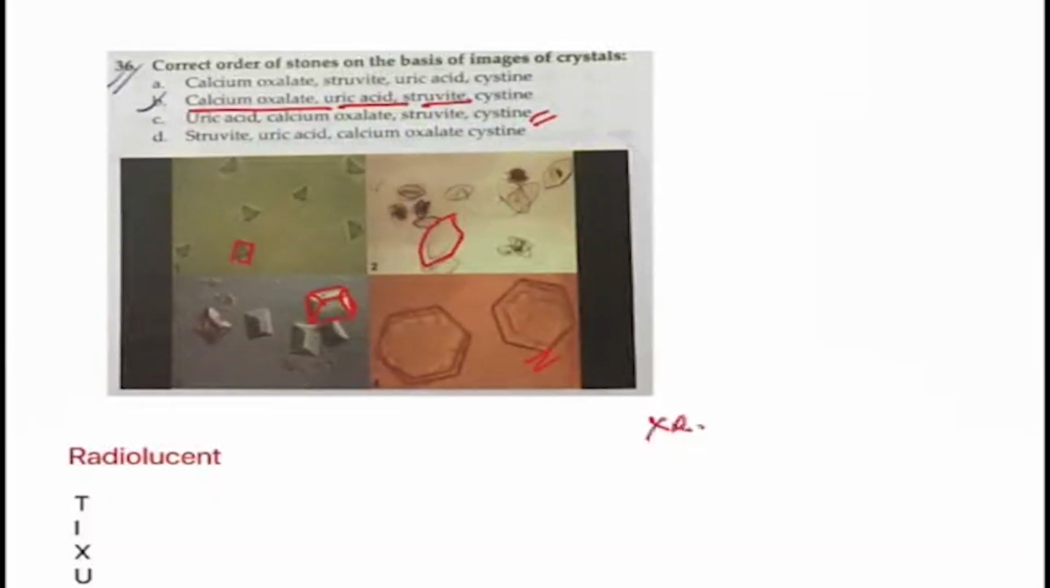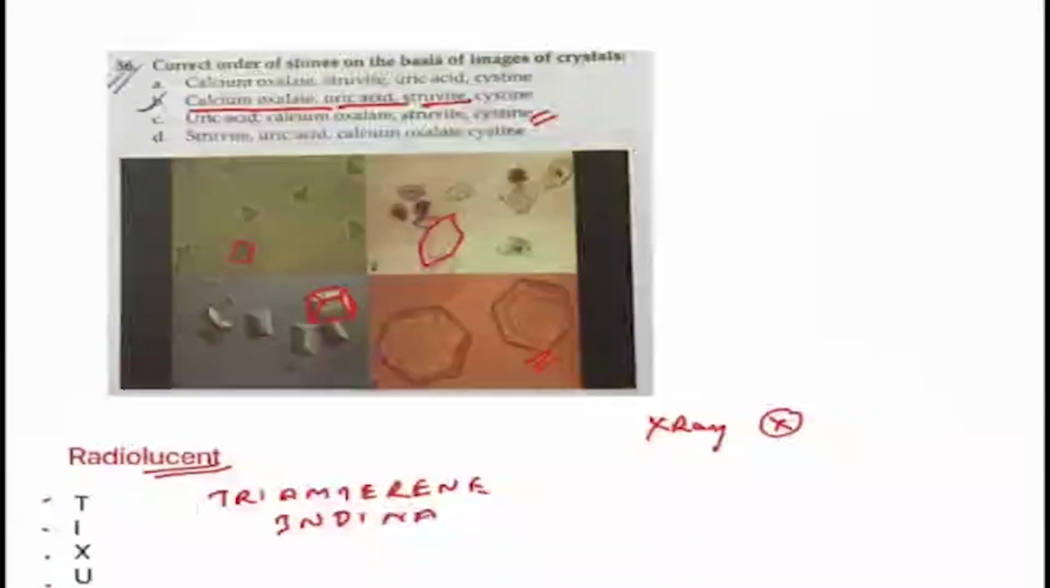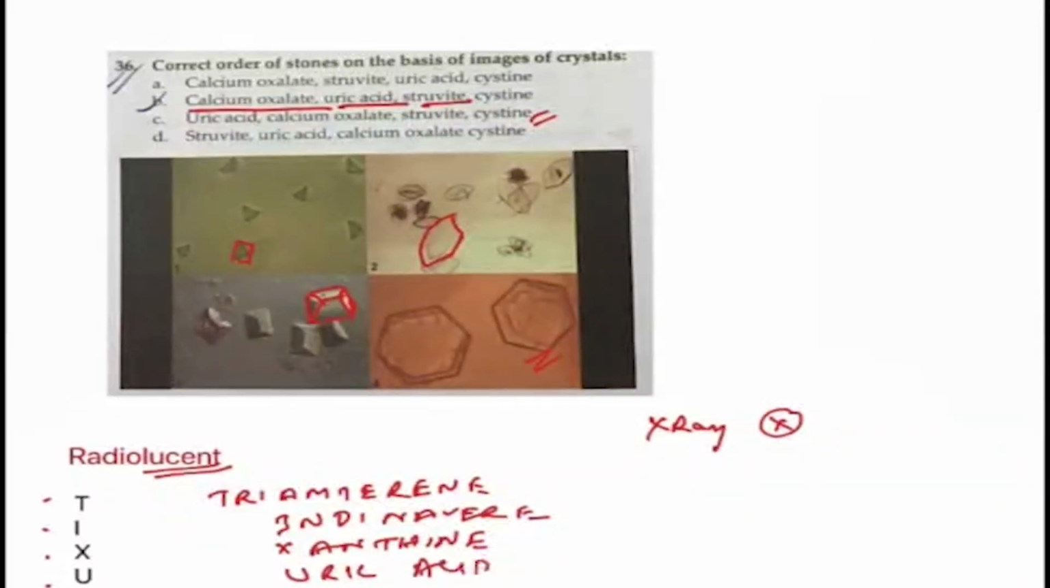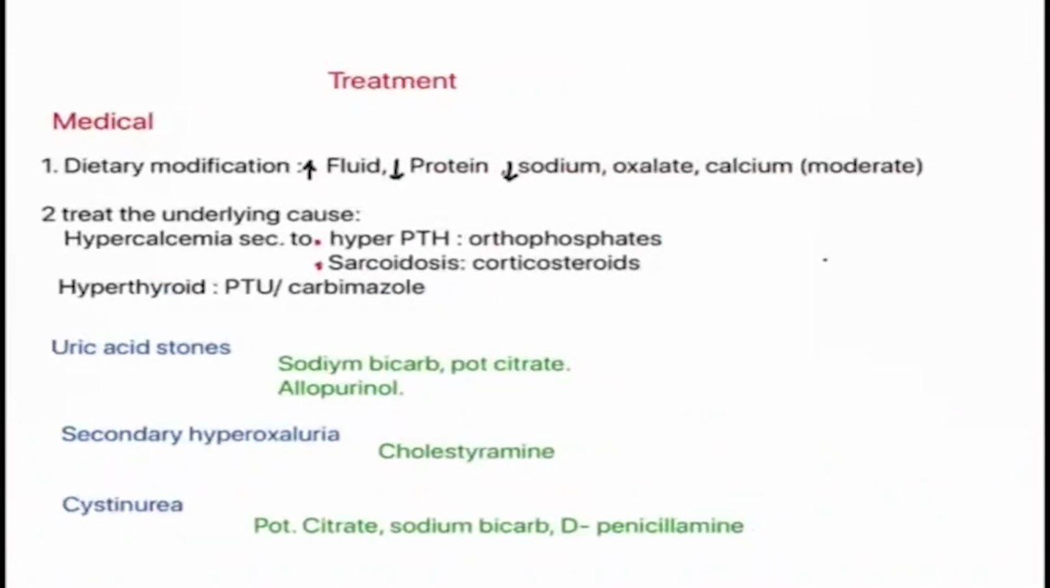There are some stones which are not visible on X-ray, and these are called radiolucent stones. These can be remembered by this mnemonic TIXU. T for triamterene stone, I for indinavir stones, X for xanthine stones, and U for uric acid stone, which is the most common radiolucent stone.